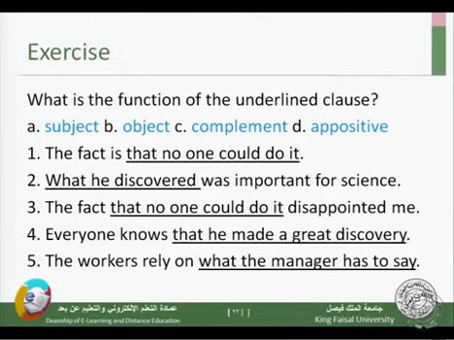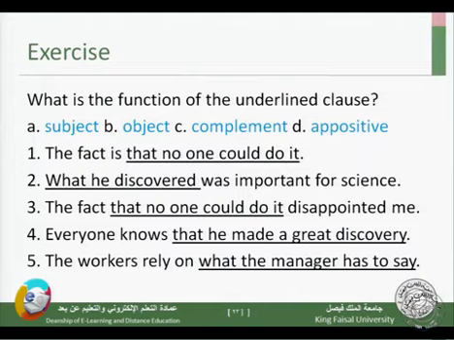Number 2, what he discovered was important for science. We can remove what he discovered and say it. It was important for science. And what he discovered then is a subject. Okay, so it is a subject, and the answer then is A. In number 2, the answer is A. It is the subject of this sentence. What he discovered was important. This is a WH clause functioning as a subject.